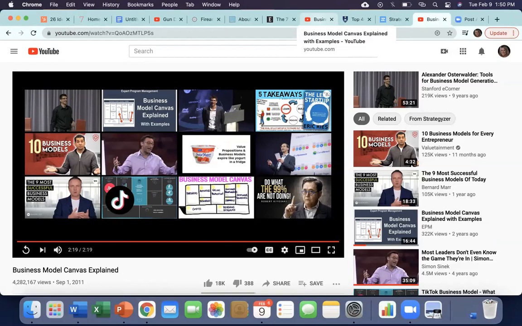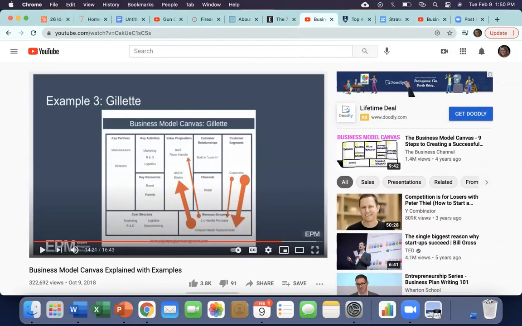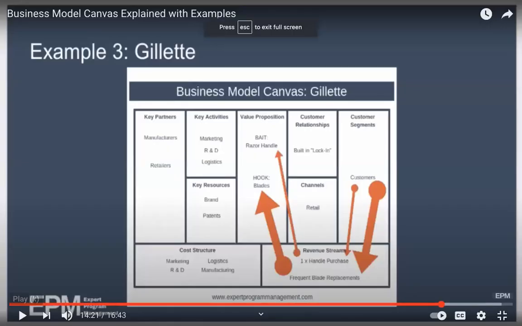He goes through a couple of examples. I am choosing to use his example of Gillette. And so he talks about the business model canvas with a company that we're all familiar with, Gillette. And I just want us to see this really quick. So again, when this video starts, let me know if the sound works for you or not.